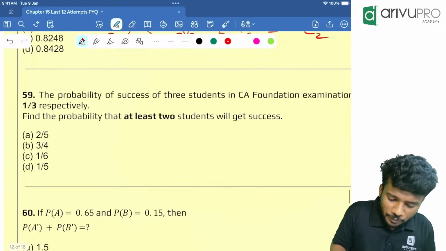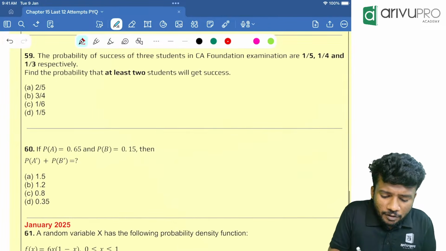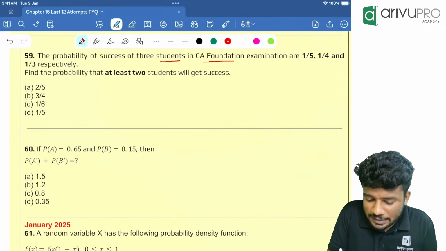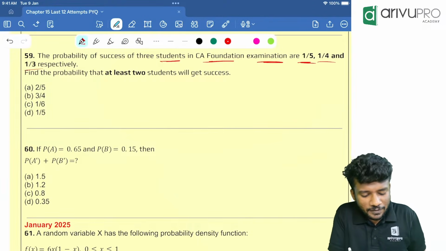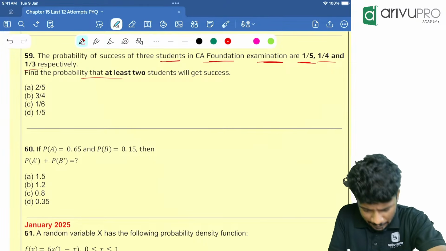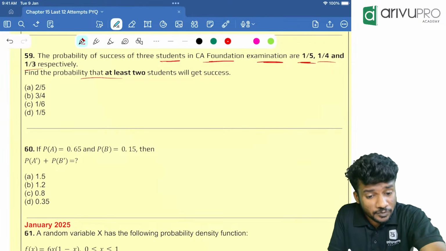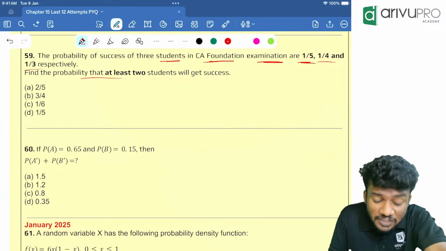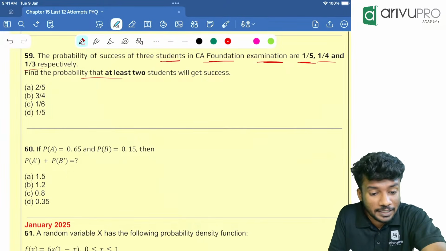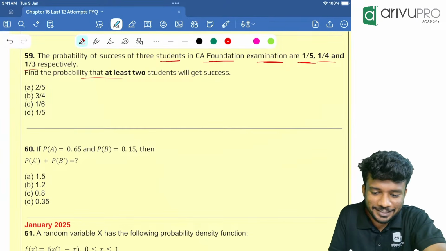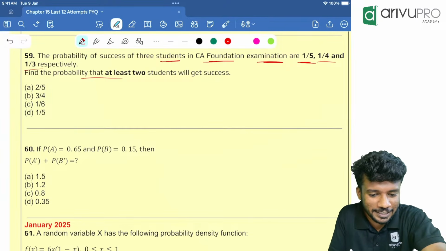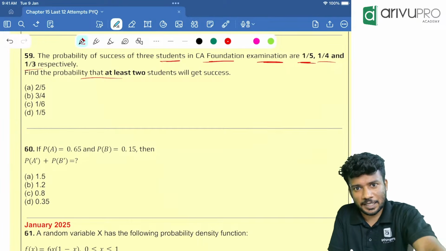Next question for you. Probability of success of 3 students in a CA foundation examination is 1 by 5, 1 by 4, 1 by 3 respectively. Find the probability that at least 2 students will get a success. At least 2 is the case over here. Right answer. Some people got the answer. Good. That means you are doing it well. Option A was the answer for the previous one.